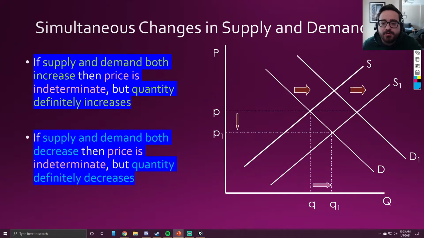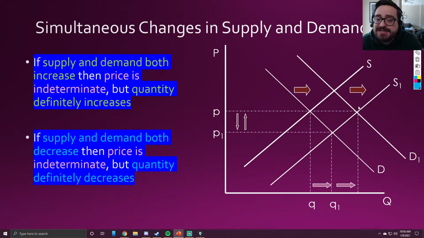All right. What happened to my quantity? Well, my quantity for sure went up. I went from here to here. X value has increased substantially. What's happened to price? It went down because of the increase in supply. It went back up because of the increase in demand. Wait a minute, what happened to price? It looks like it didn't change. It looks like nothing happened to price.